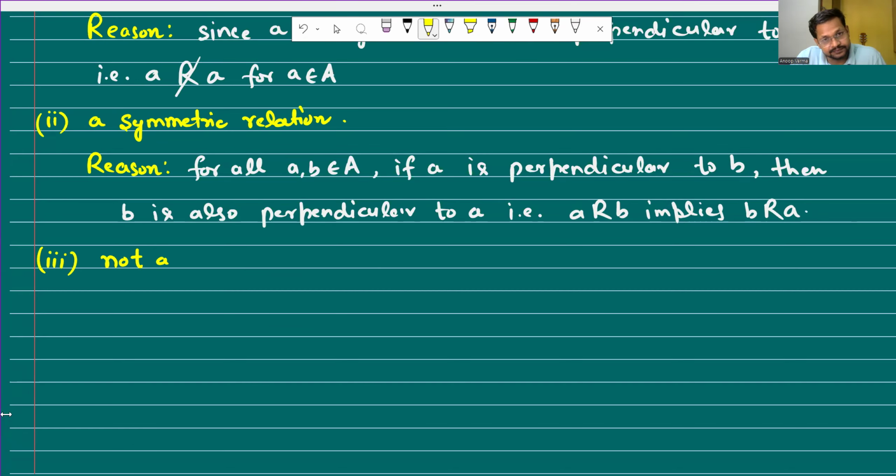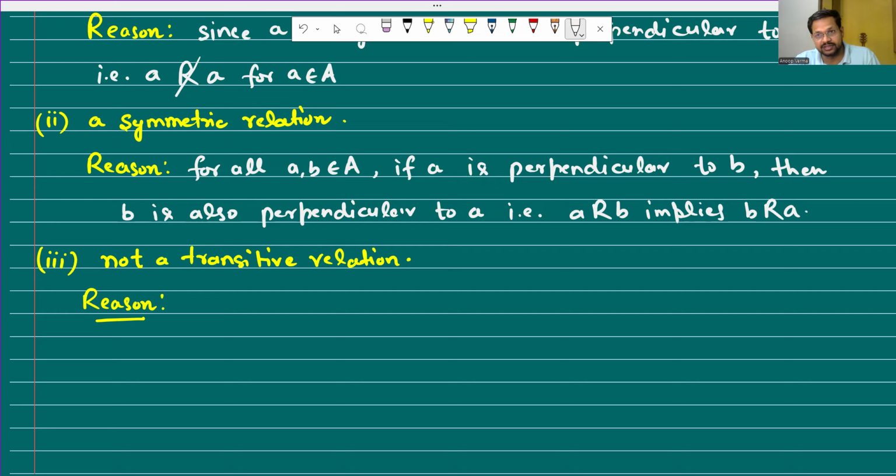Not a transitive relation. So why? If you are going to say about the reason, so A and C will be पैरेलल है ना, usually see.